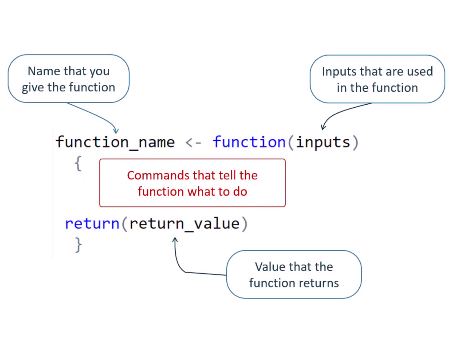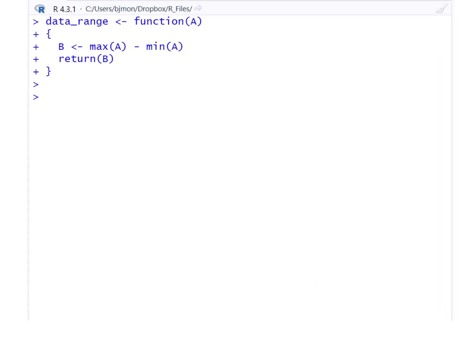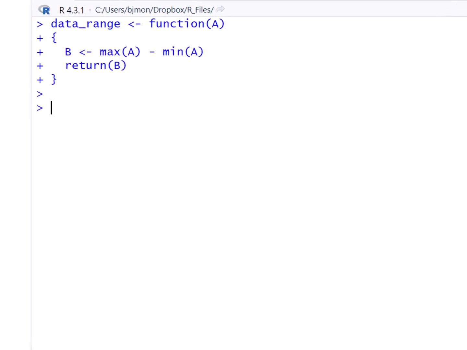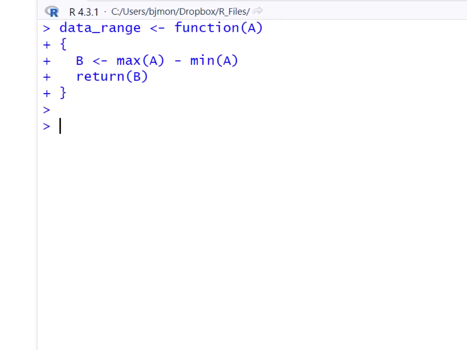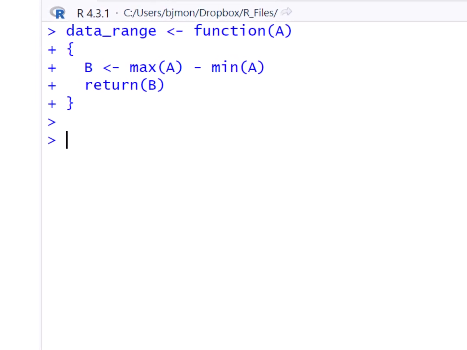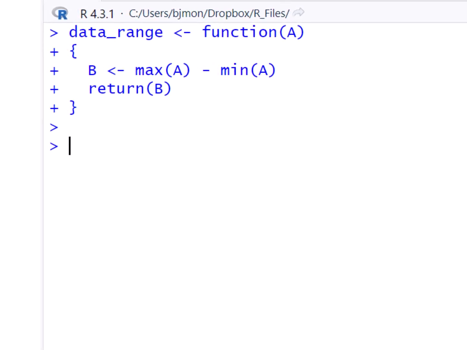Let's illustrate this by creating a user-defined function that will calculate the range of a dataset, which is defined as the minimum value subtracted from the maximum value. I will call the function dataRange. The input here will be a dataset, which I'll just call A. Now, in brackets, I'm going to define a variable b that is equal to the maximum of dataset A minus the minimum. I want my function to output this value, so I include the command return(b). Once we run this function, it becomes available to use. For example, let's find the range of the human male brain weights.